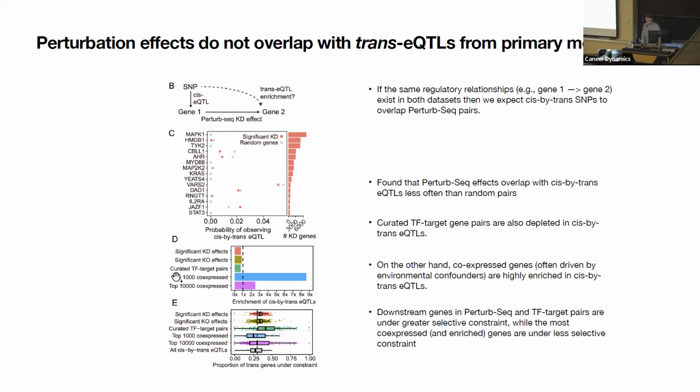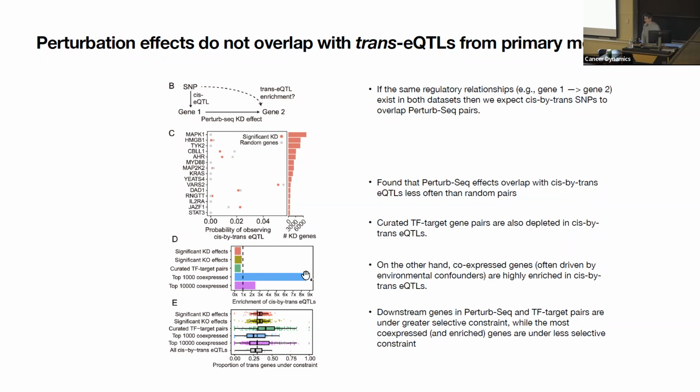We can also ask, if I look at curated pairs of transcription factors and their targets, are those enriched in the cis by trans EQTL data set? And they're not, they're also slightly depleted. On the other hand, if you look in the EQTL study and ask which pairs of genes are co-expressed, and then ask if those have significant enrichment in cis by trans EQTLs in the same data set, they're highly enriched.